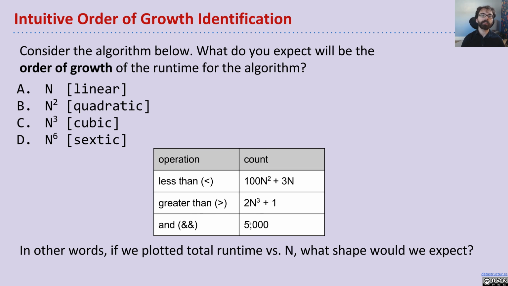So what do you think would be the overall order of growth of the runtime of this algorithm here? Would it be linear, quadratic, cubic, or sextic? Or in other words, if we were to actually do an experiment and collect runtime versus n, would that curve look like a line, a parabola, or something that grows more quickly?